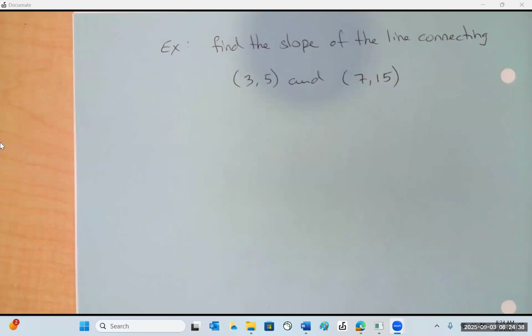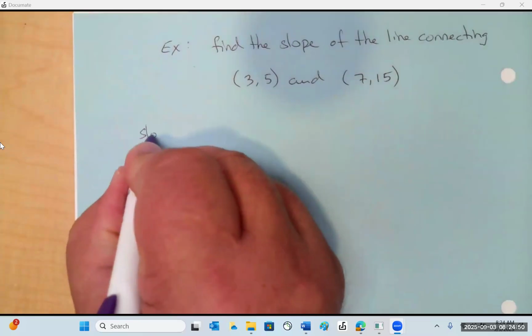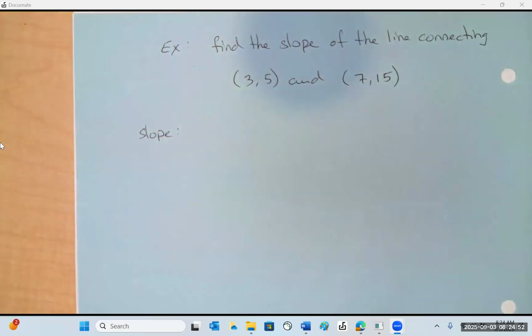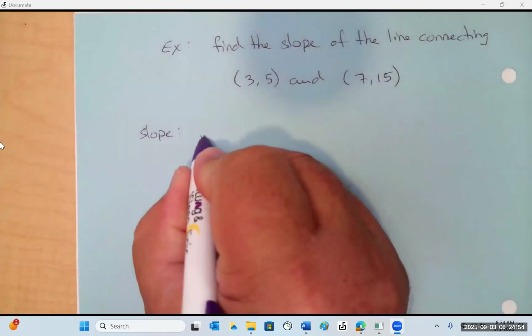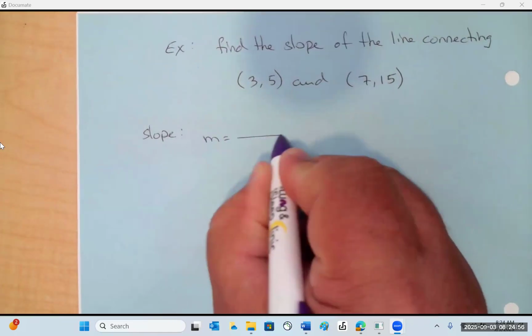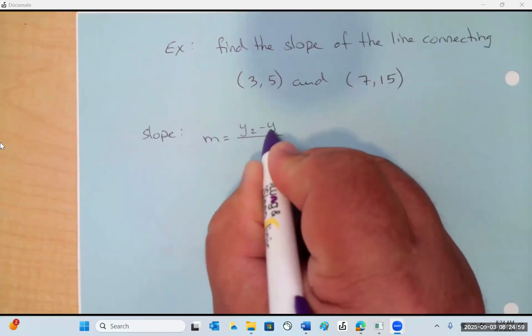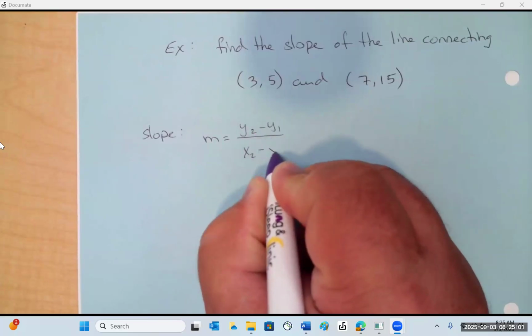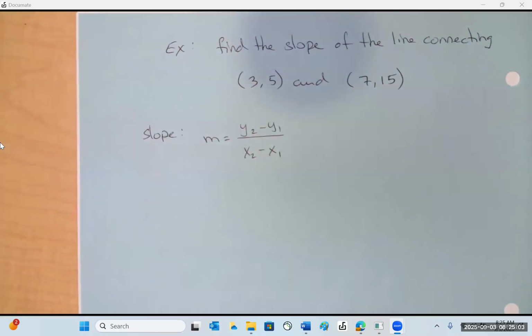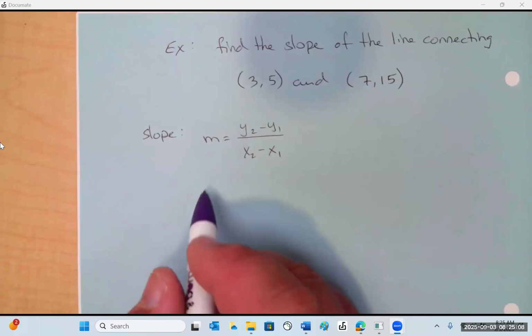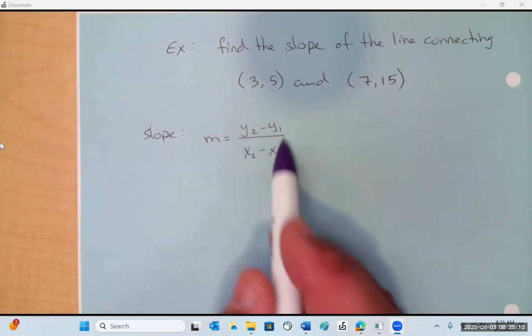Now, whenever you see a problem, there are 5 steps you have to go through. First off, what is it asking you to find? Oh, it's asking you for the slope. So do we know a formula for the slope? The formula for a slope is y2 minus y1 over x2 minus x1. So in order for us to find the slope, what do we have to have? We have to have these 4 numbers.